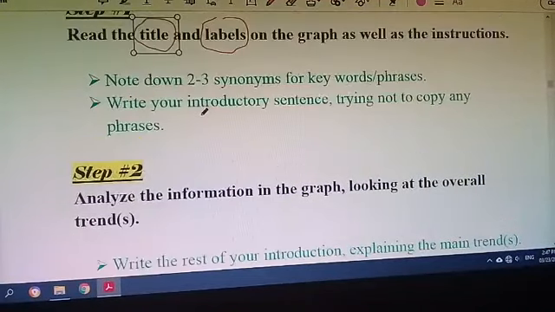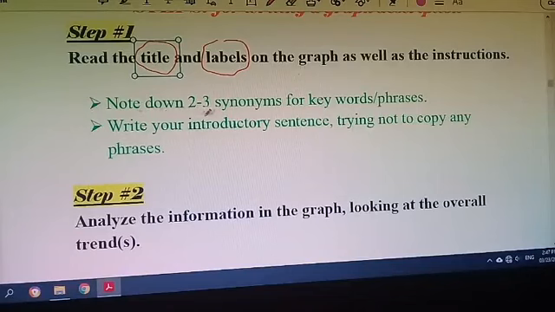Number 1, one thing I did not discuss: note down 2-3 synonyms for keywords. Then write an introductory sentence, trying not to copy any phrase.